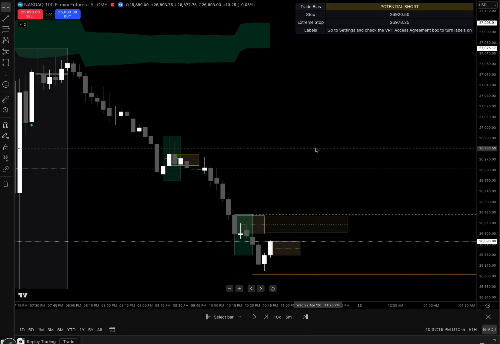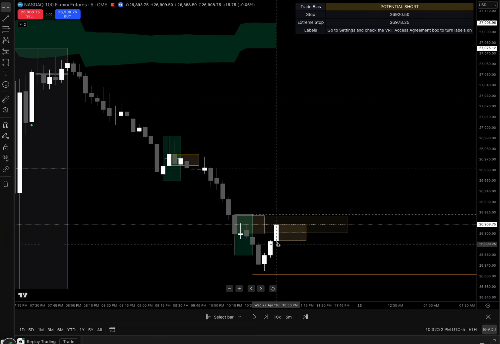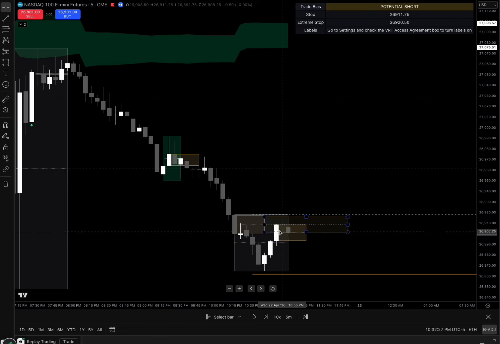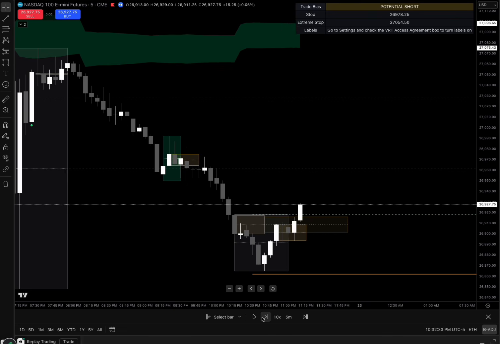I know we already saw that it breaks it, so I'm going to tell you what happens. When it breaks an HVG with this much strength, and you can see the sellers try to hold, they're trying to hold, they're trying to hold, but then ultimately it breaks.